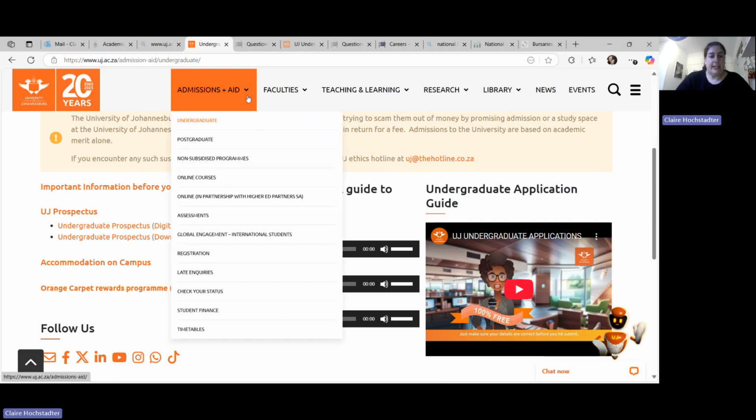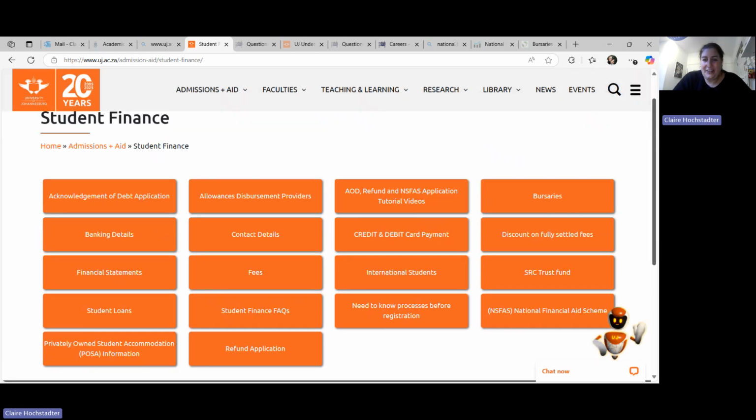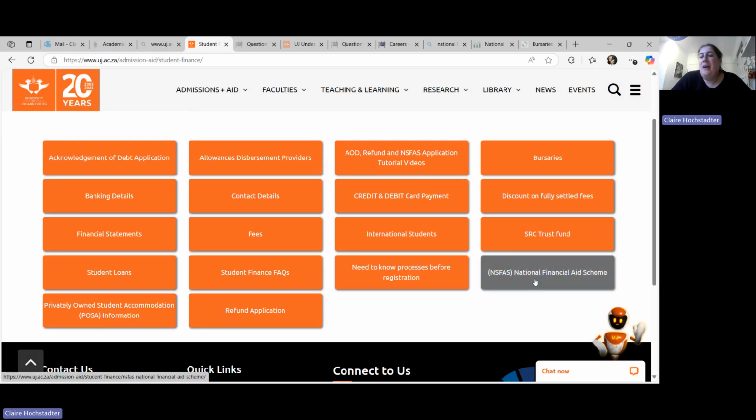So if we are looking at UJ, we are going to go down to where it says student finances. So again, you can see www.uj.ac.za, admissions, undergraduate, and we are clicking on student finance. There are a whole lot of things going on here, and some of them are seemingly very relevant and some of them aren't. If you are requiring financial aid for university, I would ask you to go in with an open mind and to not rule anything out.